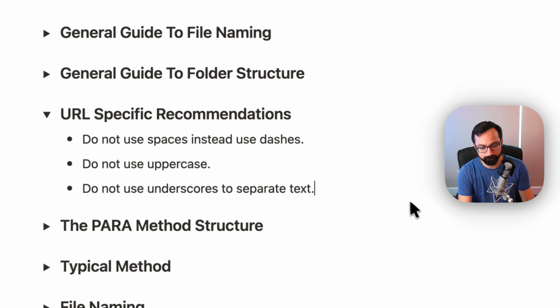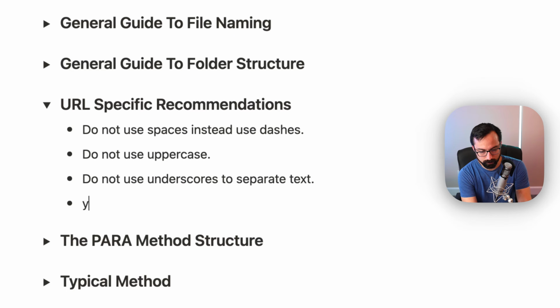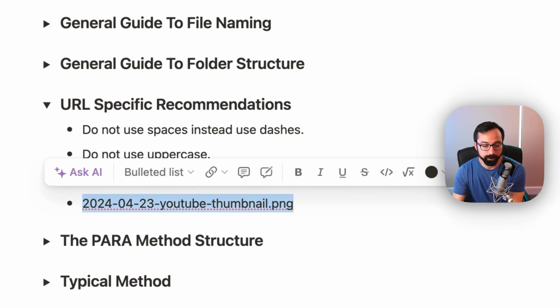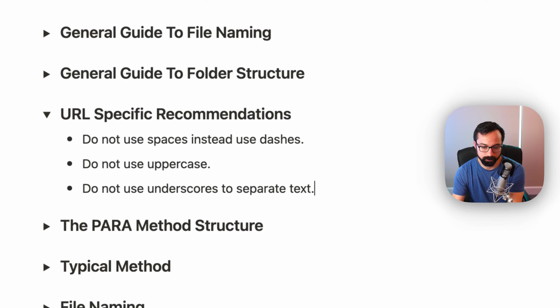So when in doubt, for example, maybe it's YouTube thumbnail.png, something like that. And then if you want to add the date, it might look like this. Oh, not an underscore for it, web. So that's an example of something I might use if I'm uploading it to my website, something like that.